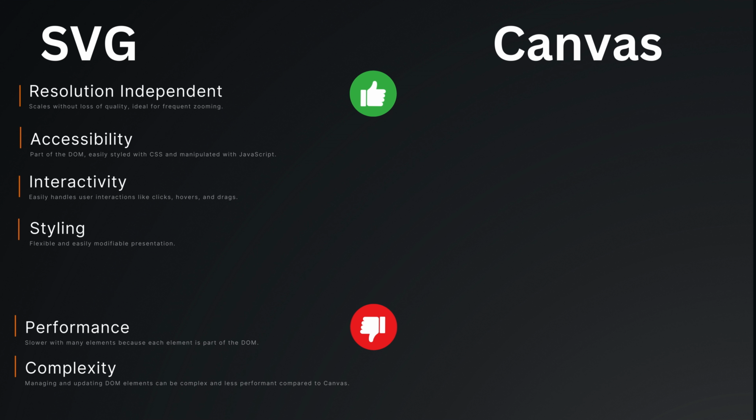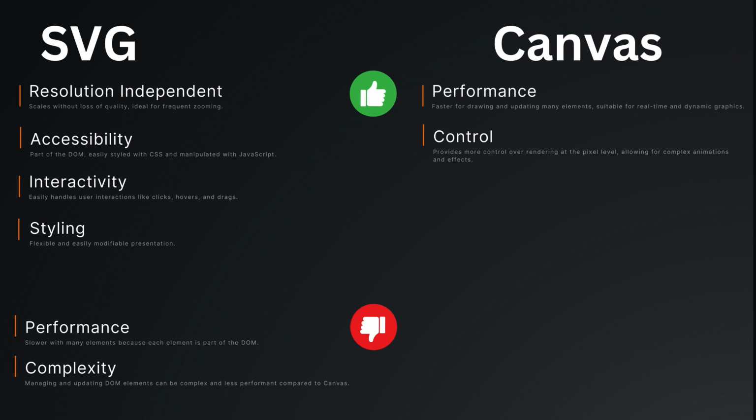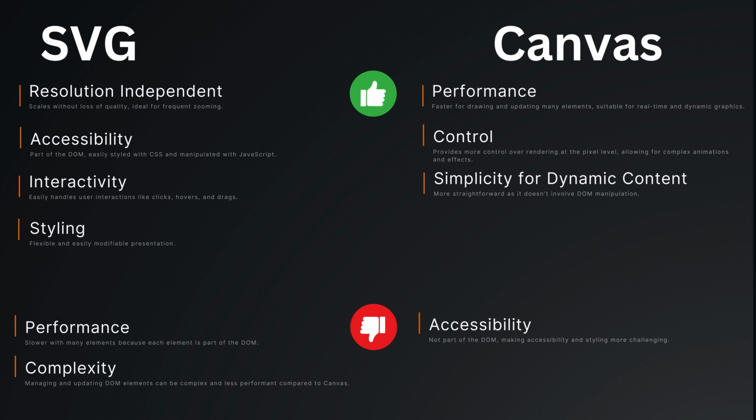Canvas has such advantages. Performance: faster for drawing and updating many elements, suitable for real-time and dynamic graphics. Control: provides more control over rendering at the pixel level, allowing for complex animations and effects. And simplicity for dynamic content, more straightforward as it doesn't involve DOM manipulation. From the bad side, it has some accessibility issues, because it's not part of the DOM, making accessibility and styling more challenging. And interactivity requires manual handling of events.